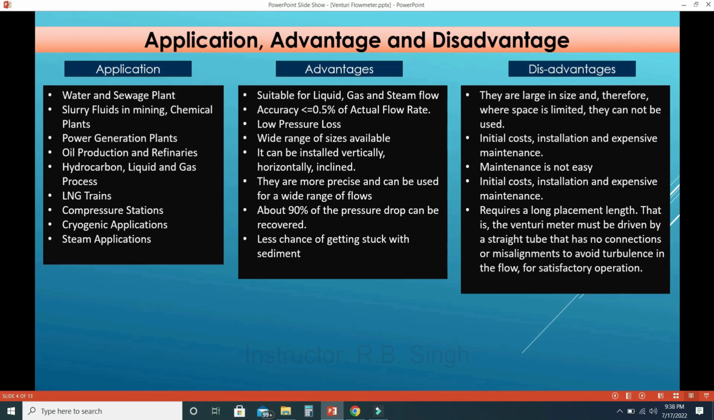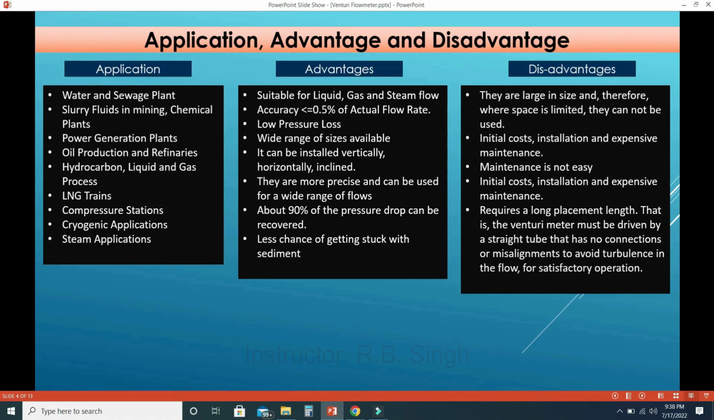Maintenance is not easy because taking it off from the pipe and installing it again is very tough for this Venturi meter, because for bigger sizes it is very heavy.